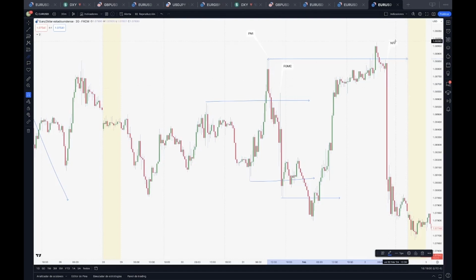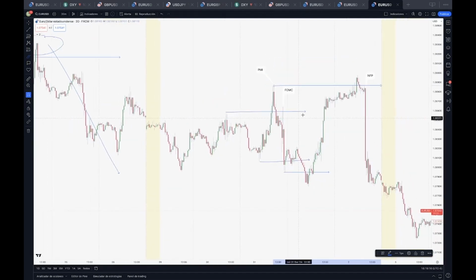And we can see the NFP. As I was telling you before, one of the most important news, we can see how it moved the entire weekly range on one single candle, the entire weekly range. So my advice for you is, if you want to operate those days, try to be out of the market before and around 10 to 15 minutes after the news.